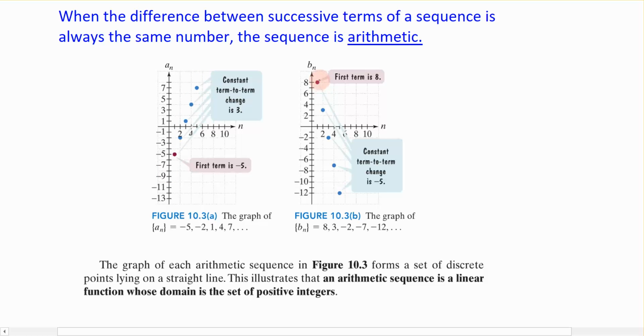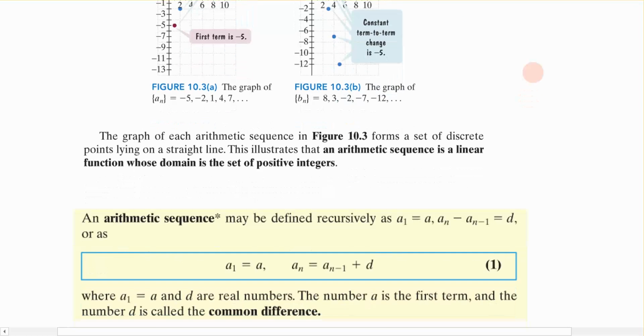Here you can see another set of discrete values. This has got a negative slope, it appears, and we have a constant change, or the difference between these values is going to be -5. So that's kind of what you're looking at when you're thinking about an arithmetic sequence.